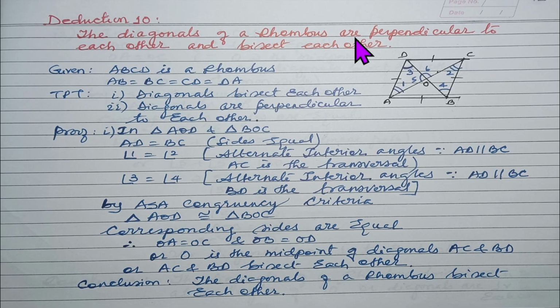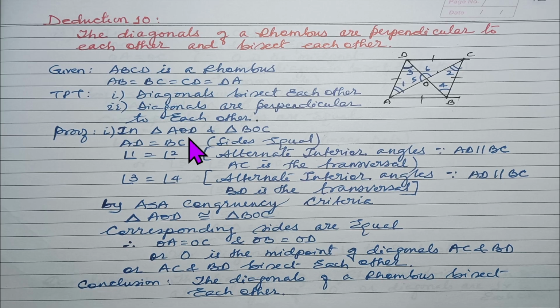The diagonals of a rhombus are perpendicular to each other and bisect each other. We have to prove that the diagonals of a rhombus are perpendicular to each other and also bisect each other. We are given a rhombus ABCD, and all the four sides are equal, and we have to prove that diagonal AC and diagonal BD bisect each other, and also they are perpendicular to each other. That means I have to show that O is the midpoint of both the diagonals, that is OA is equal to OC and OB is equal to OD, and also I have to show that one of the angles, that is angle AOD or angle DOC, is 90 degrees. Let us see how to do it.